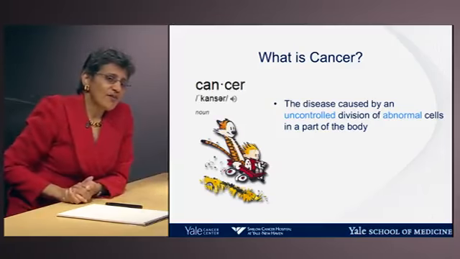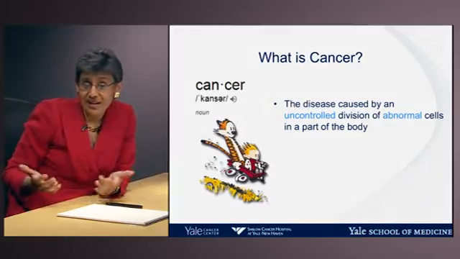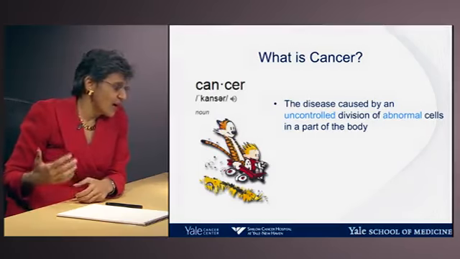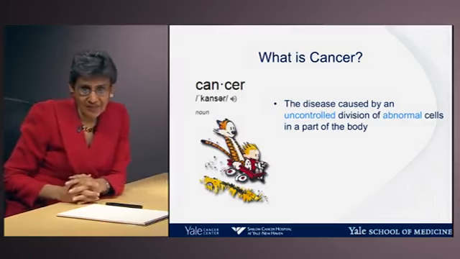So remember back to our very first session. We met up with Calvin and Hobbes and we went to the dictionary to find out what is cancer. And we discovered that this was a disease caused by the uncontrolled division of abnormal cells in a part of the body. The two key words were uncontrolled division and abnormal cells. But why does that happen? What happens to that regulatory control that all of us are built with that prevents our cells from becoming abnormal and prevents them from running amok?